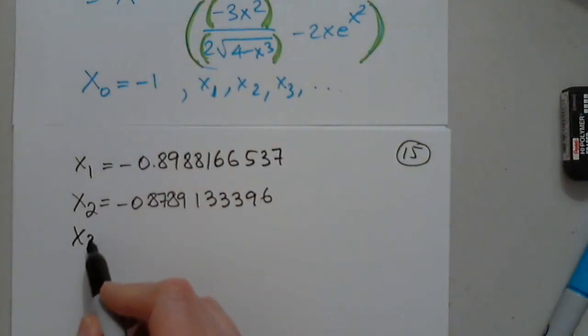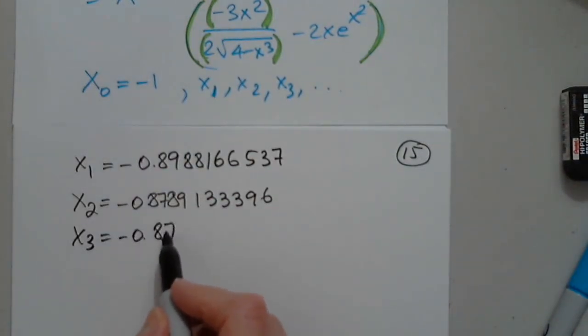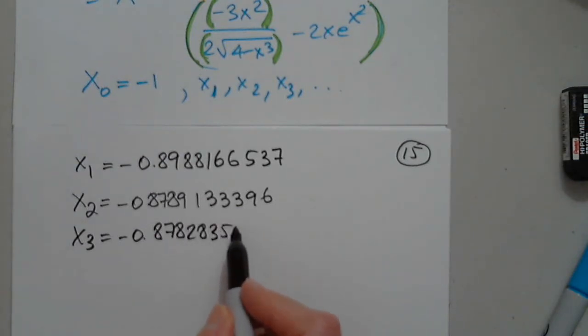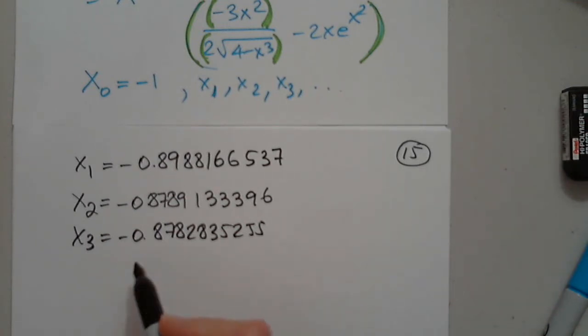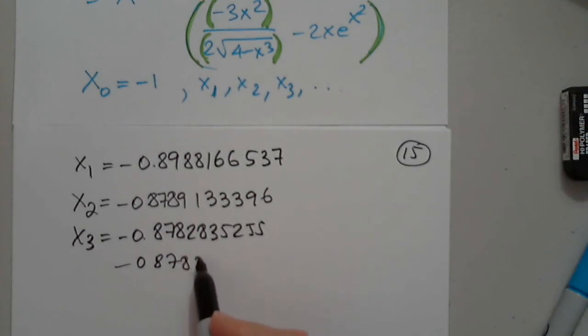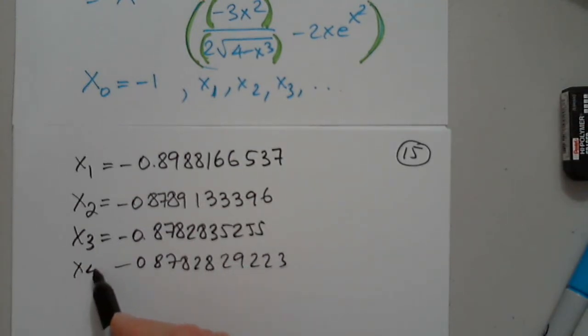This is our x3. Negative 0.8782835255. Don't have to do anything. Negative 0.8782829223. As you see, probably the next one will be identical and I don't have to copy it again. It is identical. So the method converged in 4 steps.